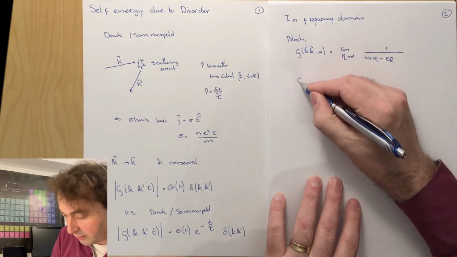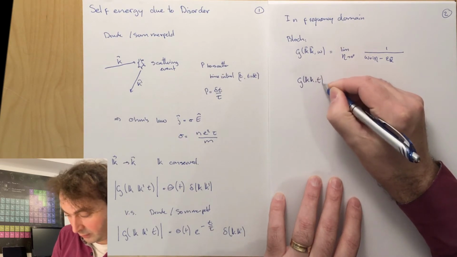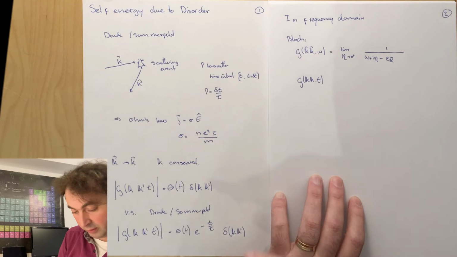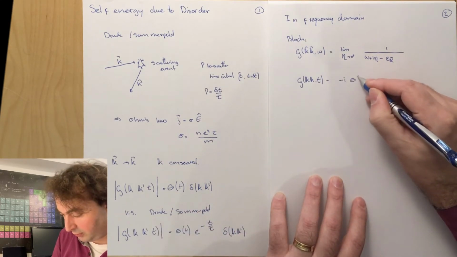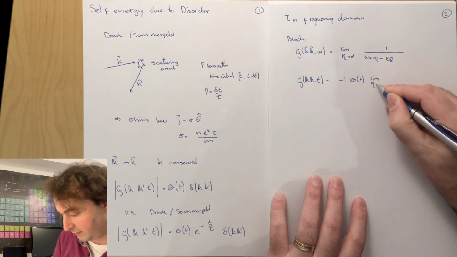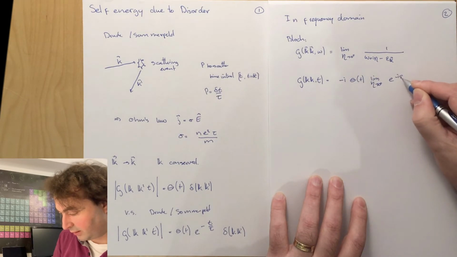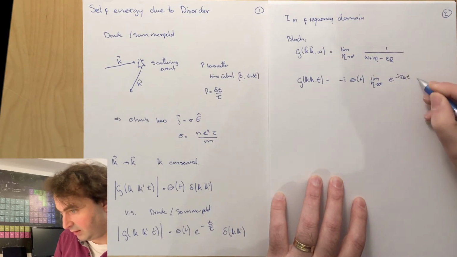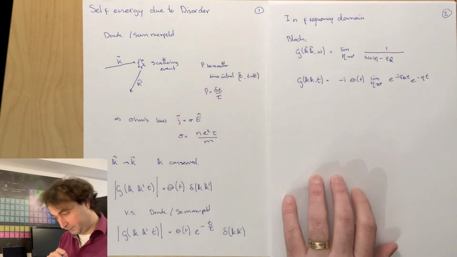If we now Fourier transform this Green's function, then of course we know what the norm should be, but the full Green's function is again the limit eta to 0, e to the minus i epsilon k t, e to the minus eta t.